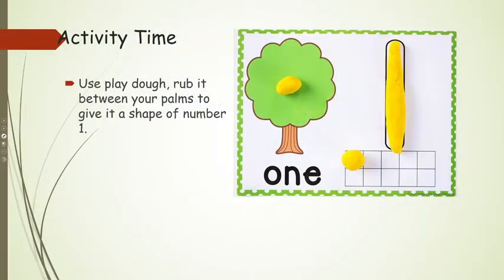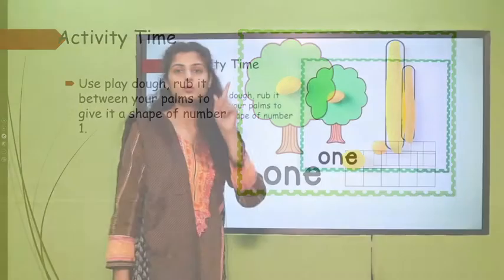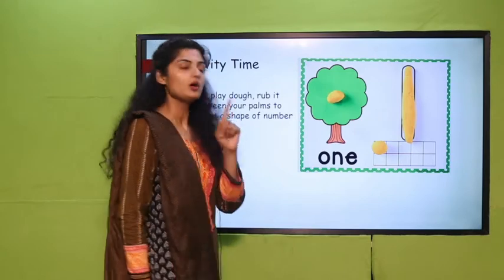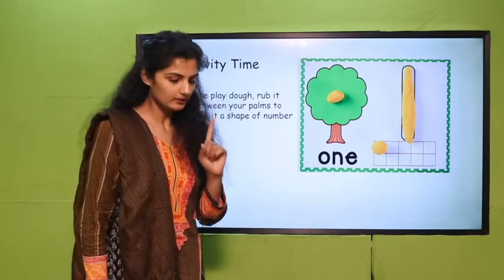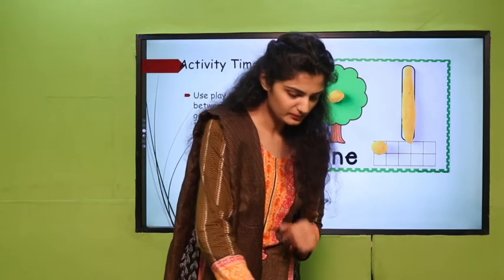This is the activity time. What do we have here? Here we have one tree. How many trees are there? One tree. So what are we going to do? We're going to make one with the Play-Doh.